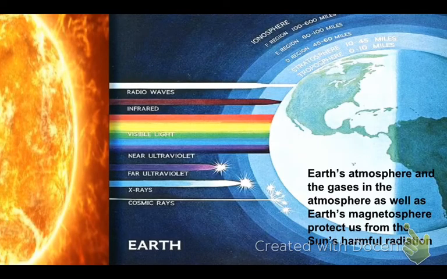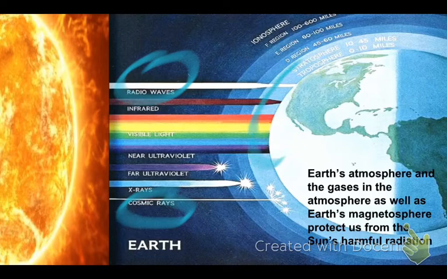Okay, so as you can see here, if we look at the different types, if we start from lowest frequency radio waves up to the highest frequency, which is cosmic rays, we can see that radio waves, infrared, our visible light, and ultraviolet are the ones that are reaching our Earth. The ones that are very damaging to us, X-rays, cosmic rays, gamma rays, our Earth protects us from those. So Earth's atmosphere and the gases in the atmosphere, as well as our magnetosphere, protect us from the sun's harmful rays. And we're going to talk about the magnetosphere here in just a second.